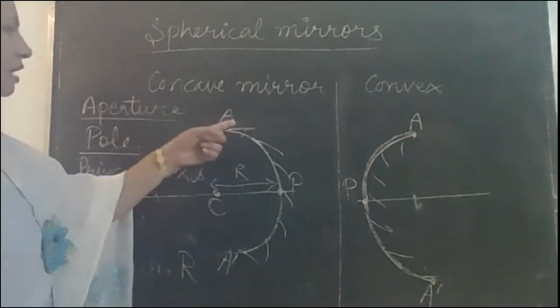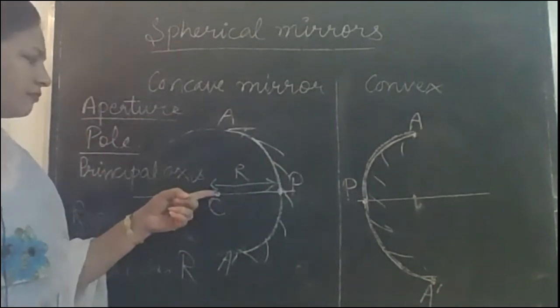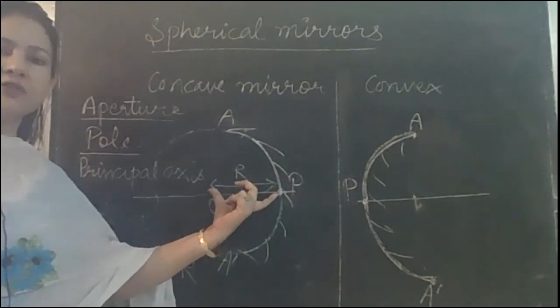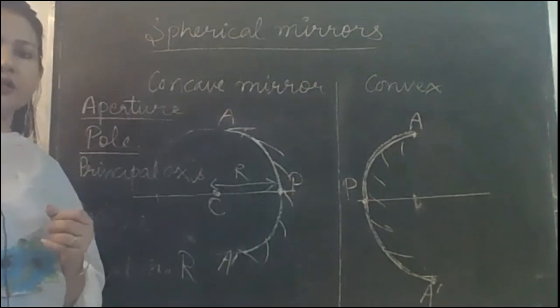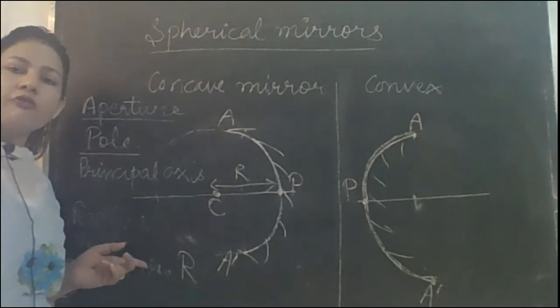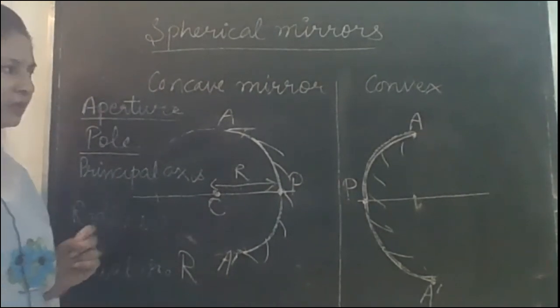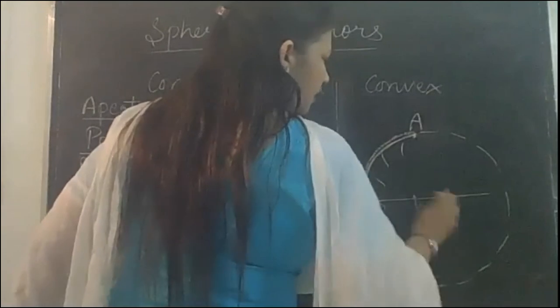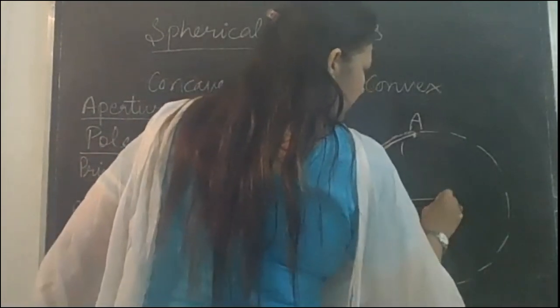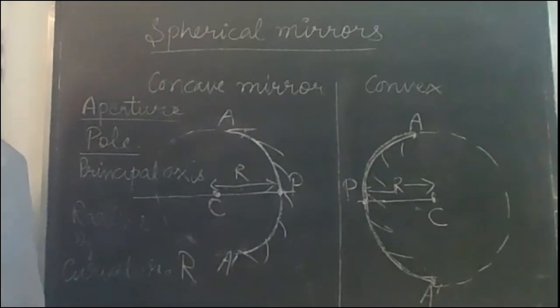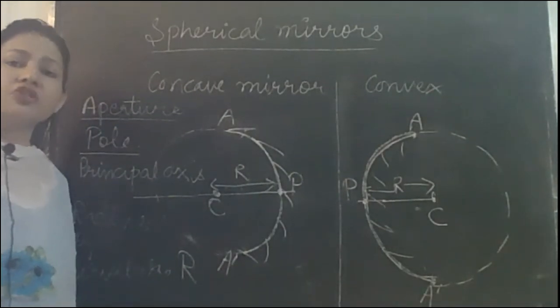You understand this? I have completed that sphere and I have marked the center of that sphere. That is called the center of curvature. And the radius of that sphere will be called the radius of curvature. So how do we define radius of curvature? It is the radius of the sphere of which the mirror is a part. Here also, I complete the sphere and mark its center point C. This is the center of curvature and this is the radius of curvature R.